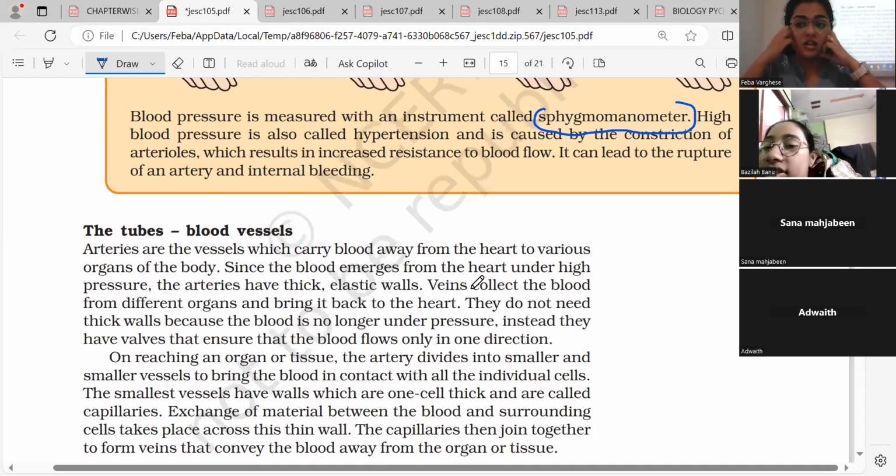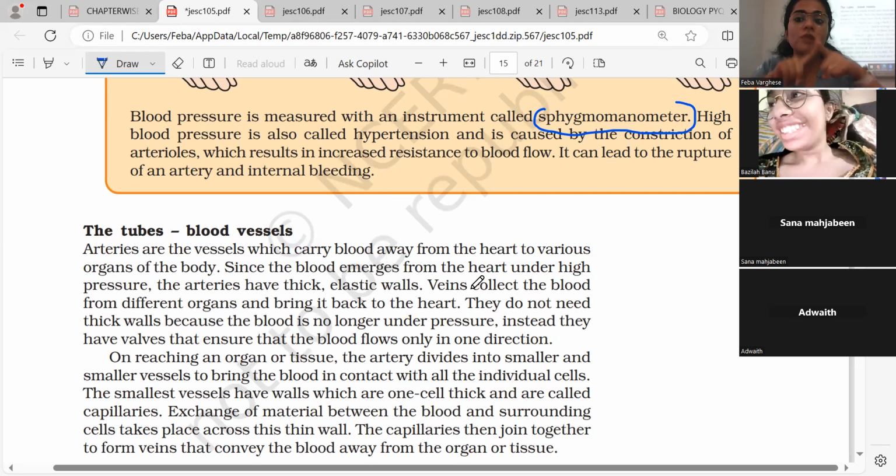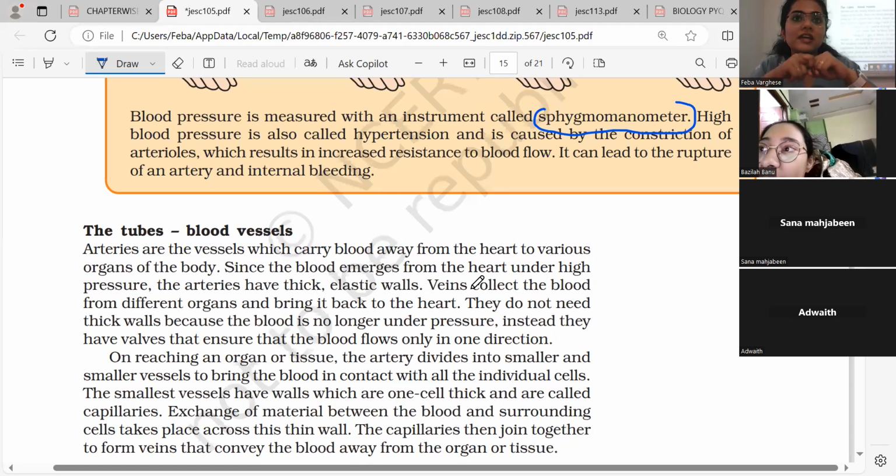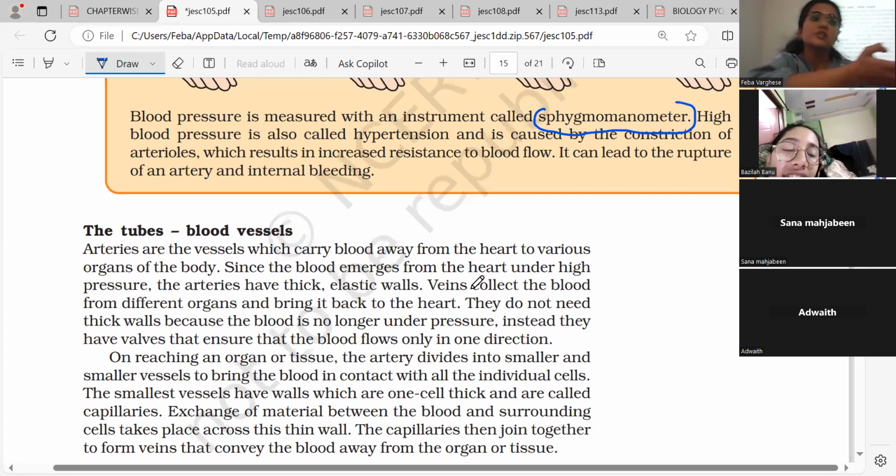Is it happening in all the cases, guys? No. So, what is the proper definition for an artery? Arteries are thick-walled vessels that carry blood away from the heart towards an organ. And what is the function of a vein? A vein carries blood away from an organ towards the heart. That's the proper definition for artery and vein.